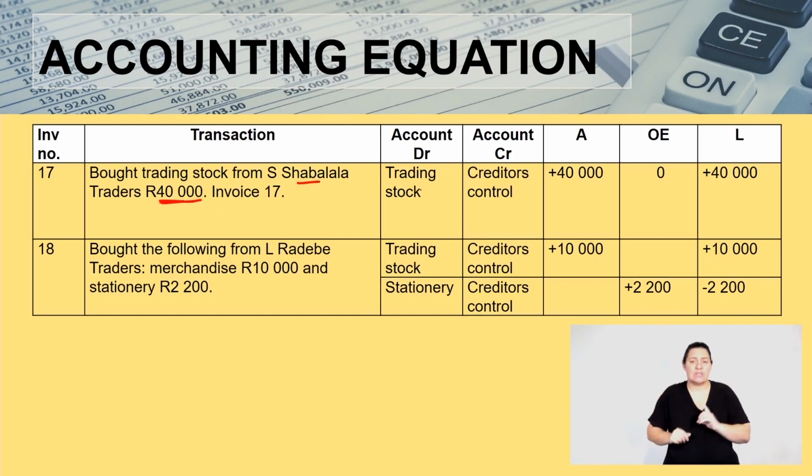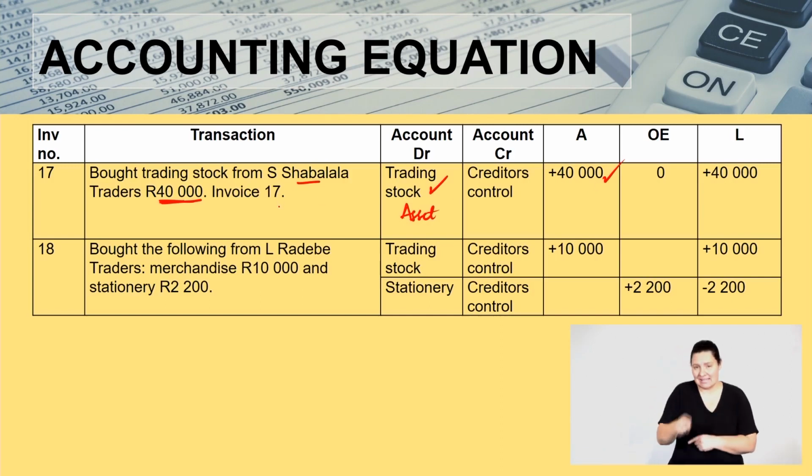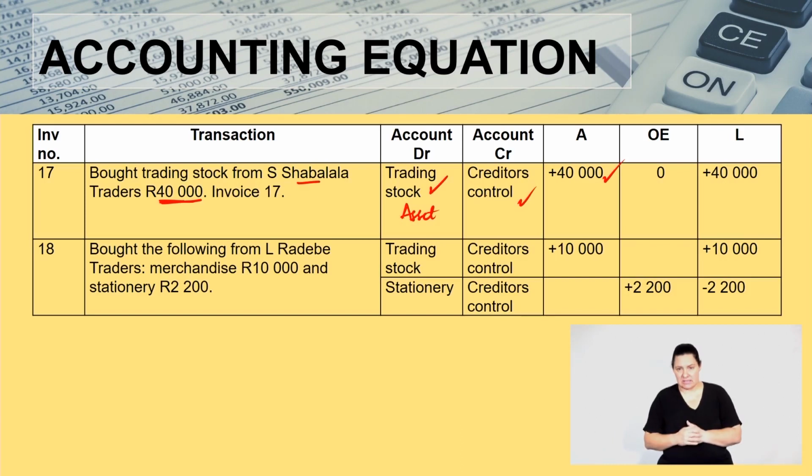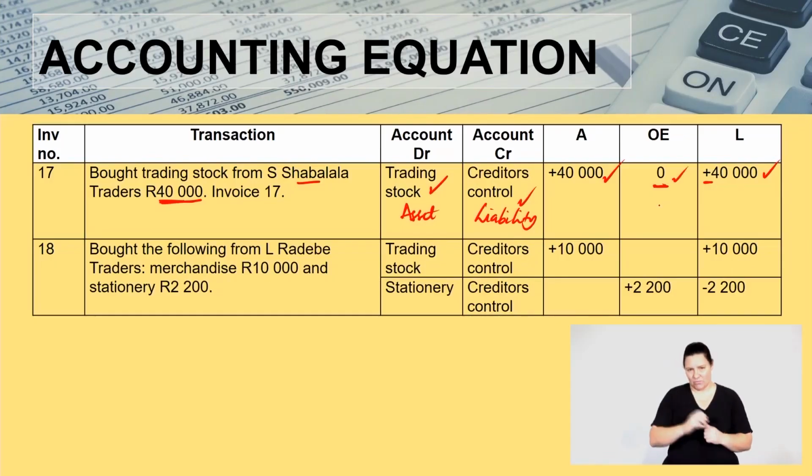Which account do we debit? We debit our trading stock because we have received trading stock. So once we debit trading stock, it is an asset. That means I'm coming to my assets plus 40,000. But we bought it on credit. Hence, we will credit our creditors control. Crediting creditors control means increasing creditors control. And remember, creditors control is a liability. So I'm coming here to say plus 40,000 on my liabilities. Does it affect my owner's equity? No. Hence, you have a 0.